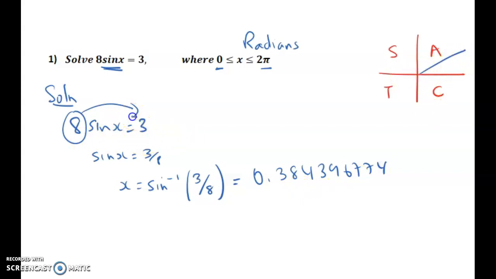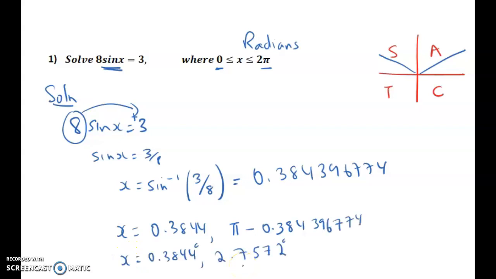Now since my question started off with being positive, right, it means that I need only positive quadrants. So sine is positive here in the first quadrant and in the second quadrant. Now if I need to get the first quadrant answer, it will just be simply this same value here, 0.3844. I should go for 4 decimal places, and for the second quadrant it will end up being pi, take away this entire value. So working this out now, I will end up getting x is equal to 0.3844 radians, this little c represents the radians, and also 2.7572 radians, both of them written to 4 decimal places.